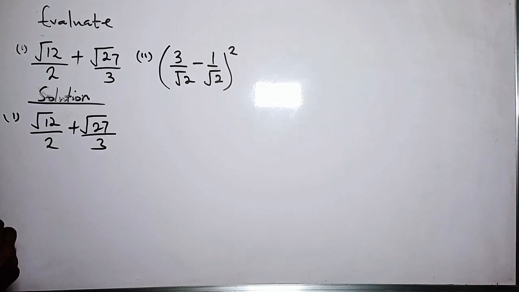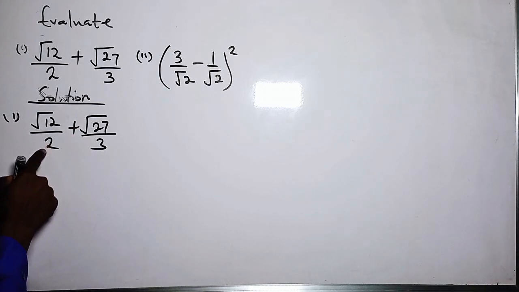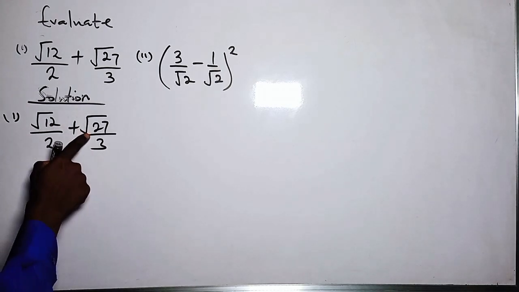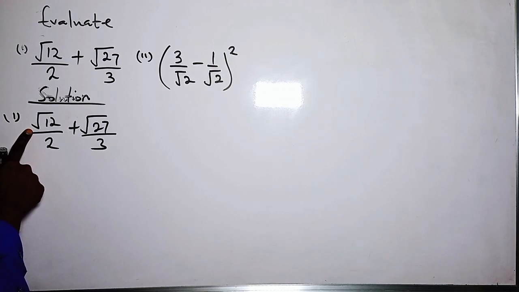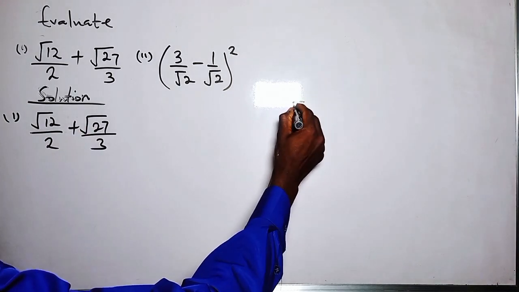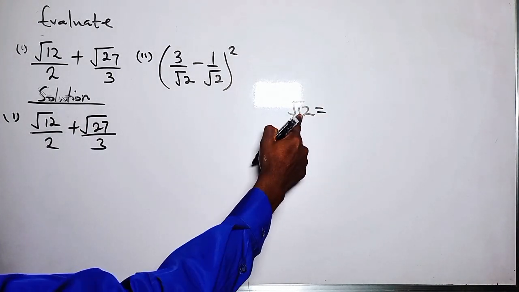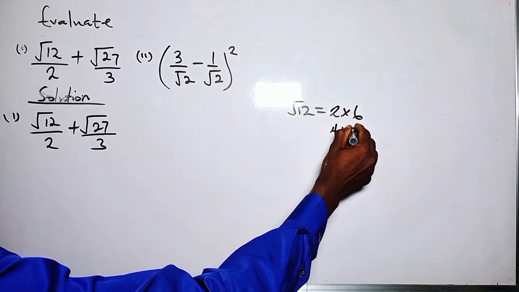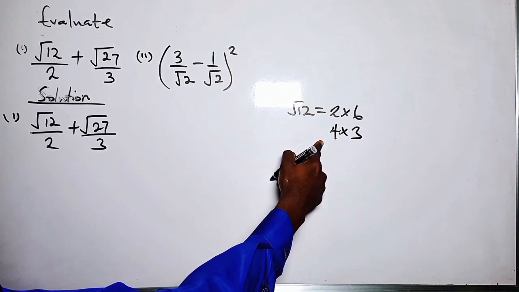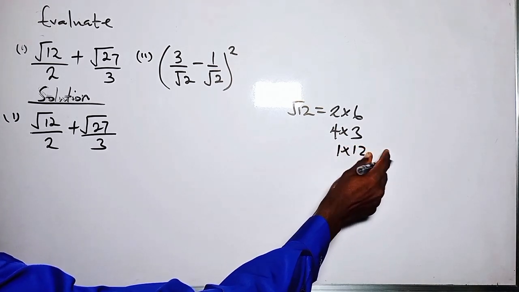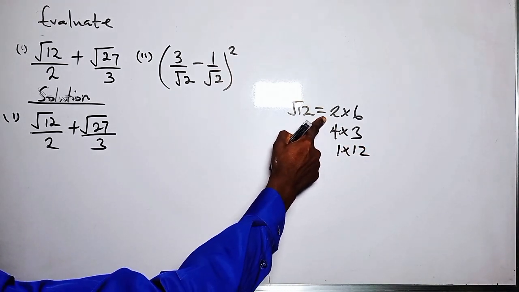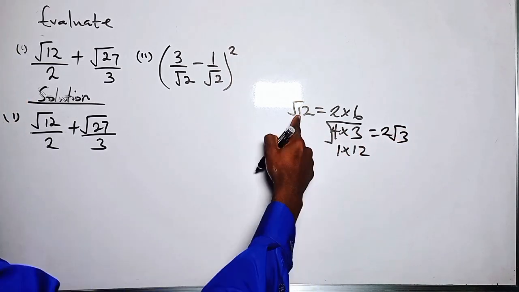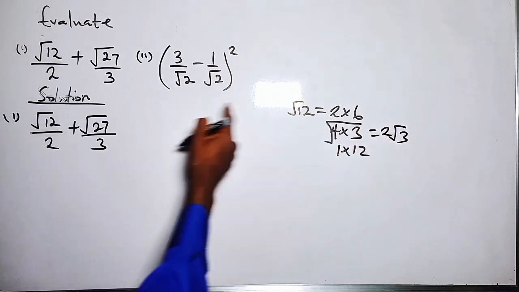So let us see the first way we can approach this. Since we are adding with different denominators, and we have root 12 and root 27, for root 12 we look for factors of 12 that we can multiply together. We have 2 times 6, we have 4 times 3, that is 12, and 1 times 12 is 12 as well. So when we look at this, the square root of 4 is 2. So we have this as 2 root 3, so we can represent root 12 as 2 root 3.